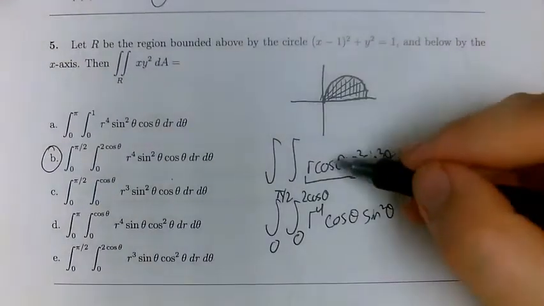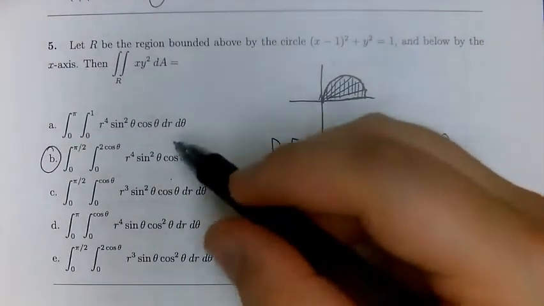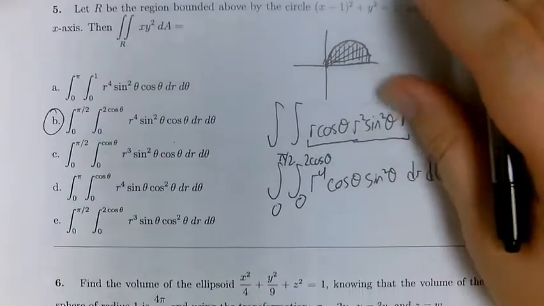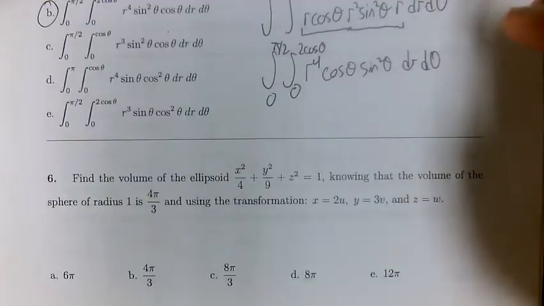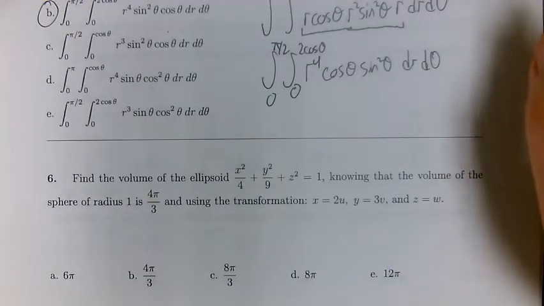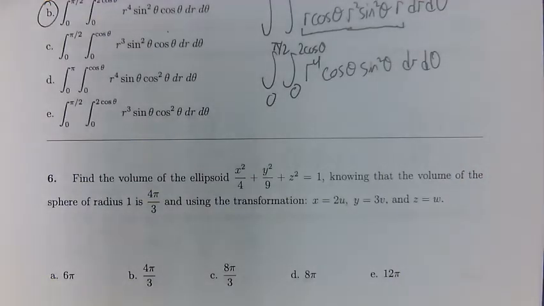But if you were running out of time, you could have made a 50-50 chance by eliminating a lot of the ones with a bad integrand. All right, find the volume of the ellipsoid x squared over 4 plus y squared over 9 plus z squared equals 1, knowing that the volume of the sphere of radius 1 is 4 pi over 3, and using this transformation.